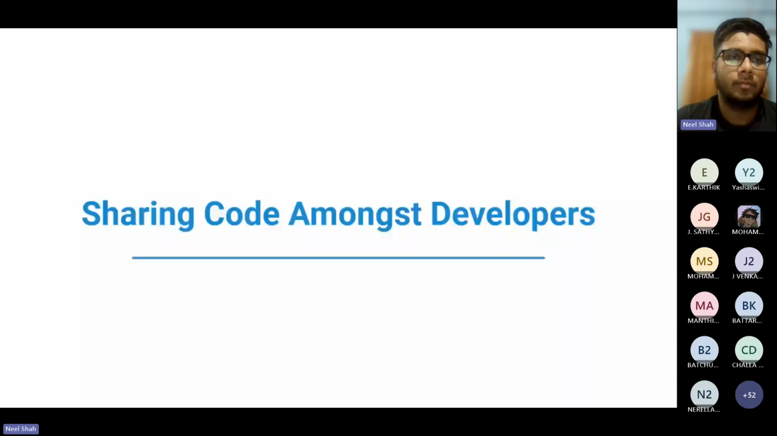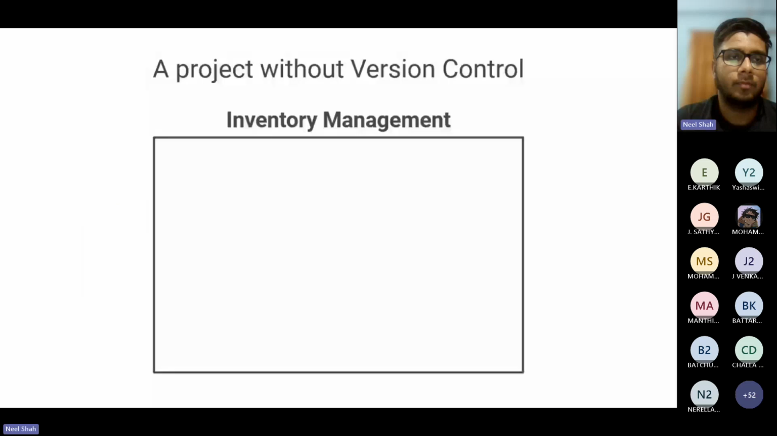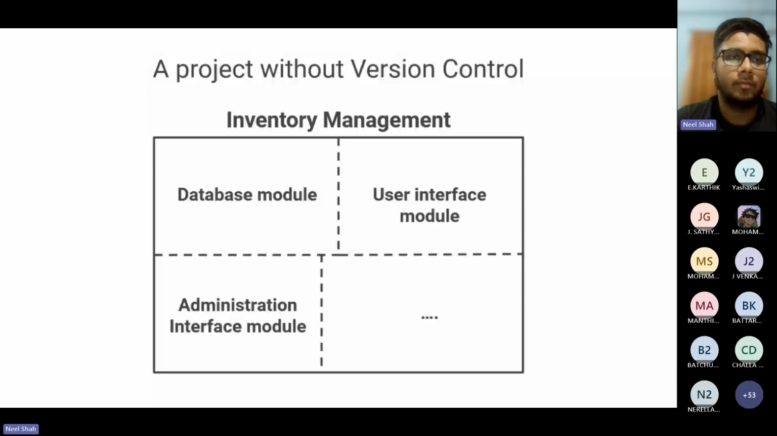A project without version control. Let's consider an inventory management system, or let's take a school or anything. In the inventory management system, there will be different modules. There will be one database. If you go to any website, there is always a database. There is always a user interface, and apart from that, there is always an administration interface module.